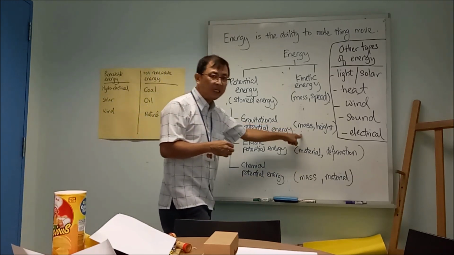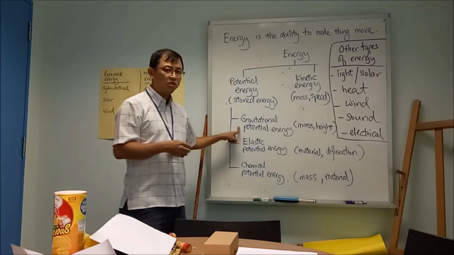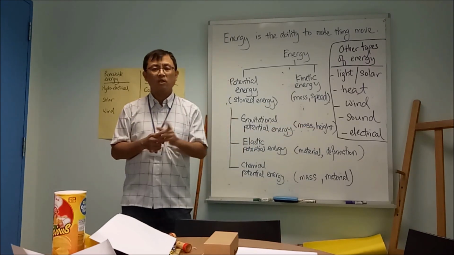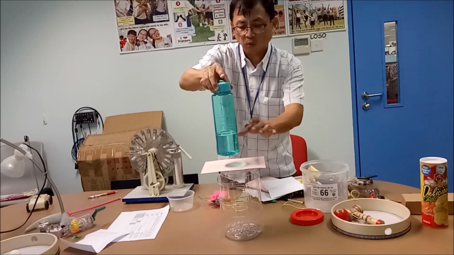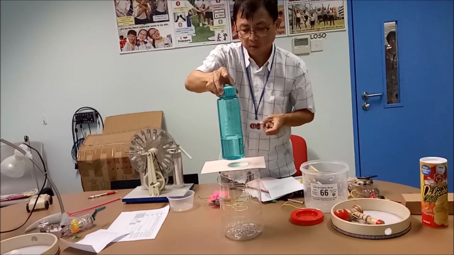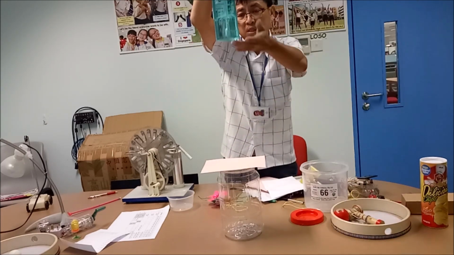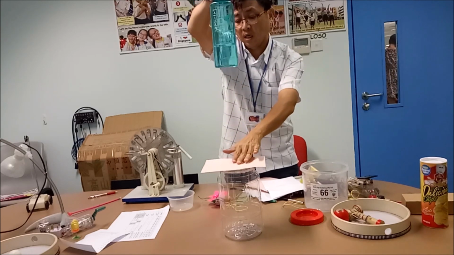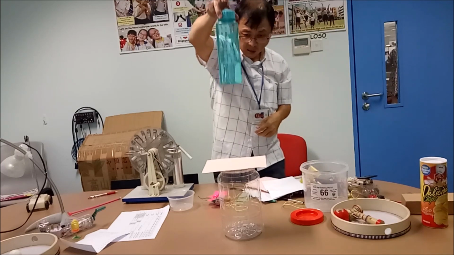It is related to mass and height. If the mass increases, gravitational potential energy increases. If the height increases, gravitational potential energy increases. Okay, so this is trial 1 with lower height. Then now trial 2, when the height increases, we want to see whether the gravitational potential energy increases, so that the kinetic energy increases as it hits. Hopefully it can penetrate through this piece of paper into the container.